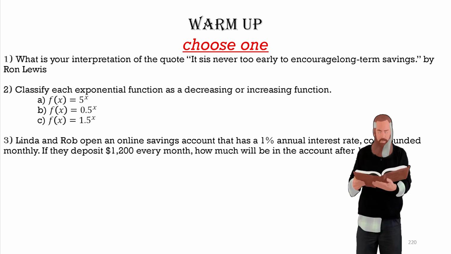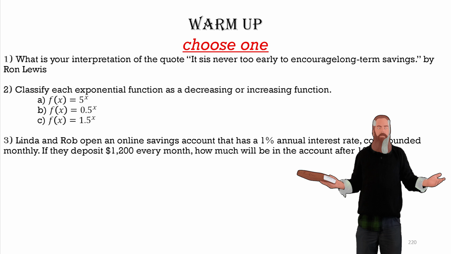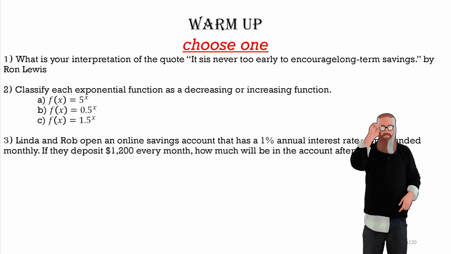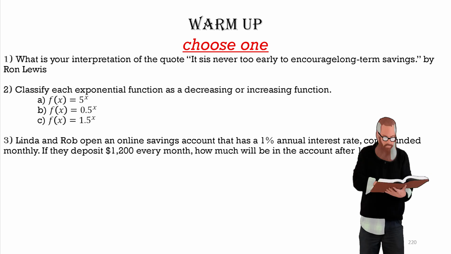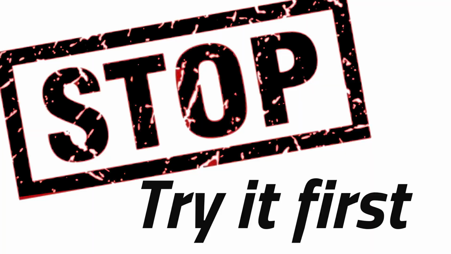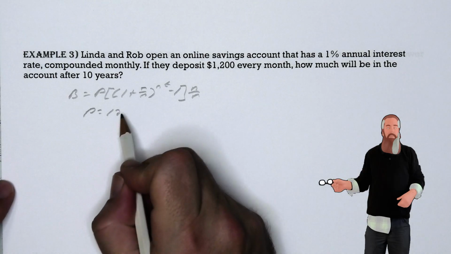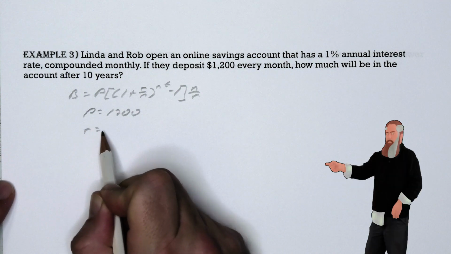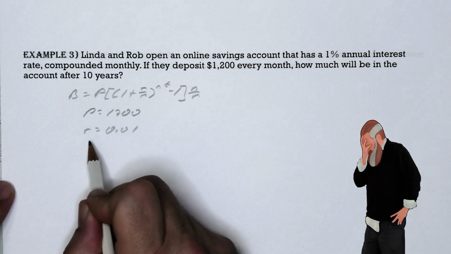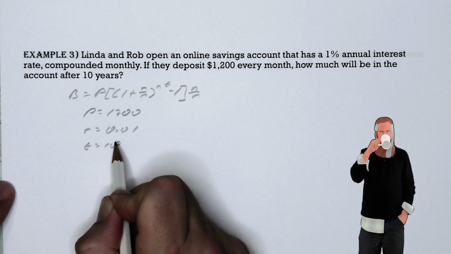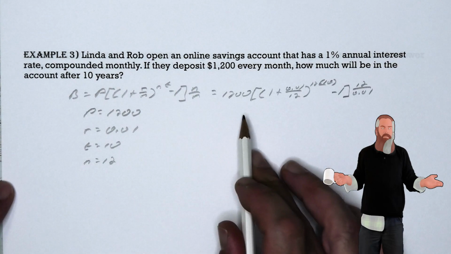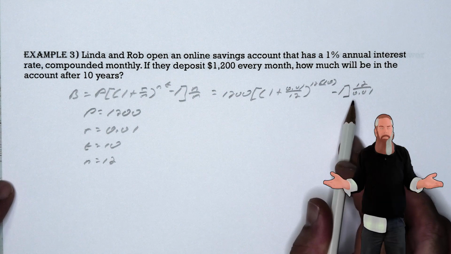lesson. Linda and Rob open an online savings account that has 1% annual interest rate, compounded monthly. If they deposit $1,200 every month, how much will be in their account after 10 years? So we know our original formula, and their periodic deposits will be $1,200. The interest rate is 0.01, the time frame is 10 years, and it is compounded monthly. So we substitute all of the values into the equation.